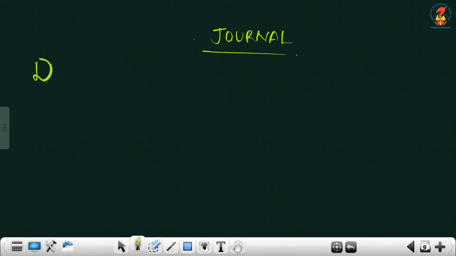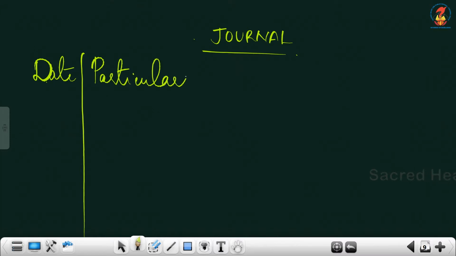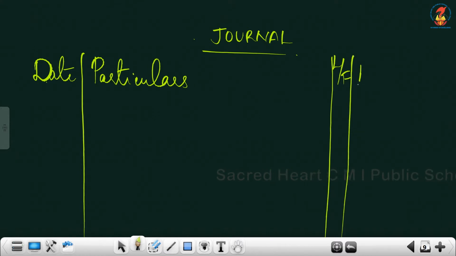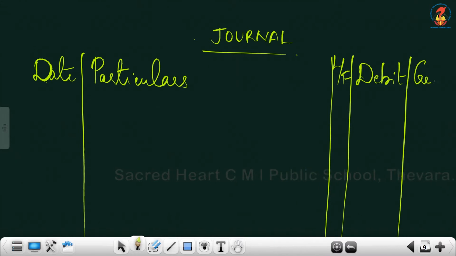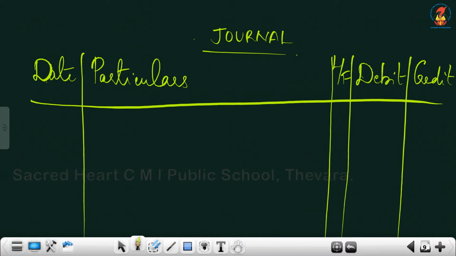Underline this heading. The format is date, particulars, LF, debit and credit. Okay, so that is illustration 4.